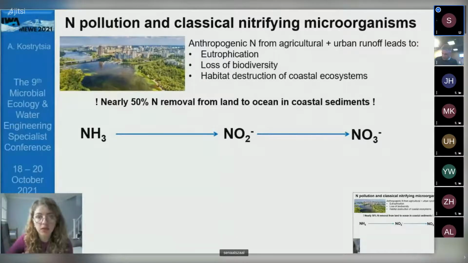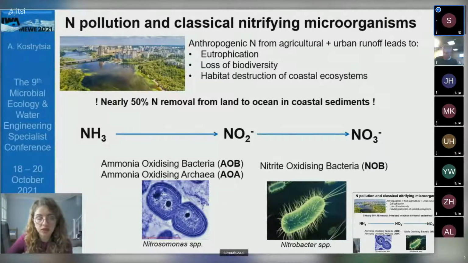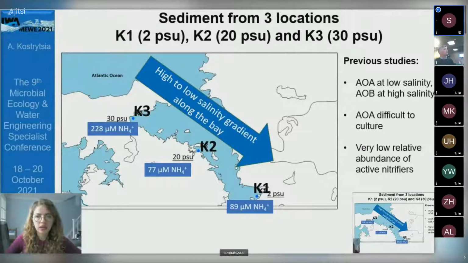Nitrification is where we oxidize ammonia to nitrite and nitrate with the help of various groups of microorganisms. The first step is usually done by ammonia oxidizing bacteria or ammonia oxidizing archaea, while the second one is done by nitrite oxidizing bacteria, which are responsible for such transformation with the help of these genes. In this work, we study the effect of salinity as one of the main drivers on the ammonia oxidizing microorganism community in the coastal area of West Island, and we sampled 3 sites with various salinities.